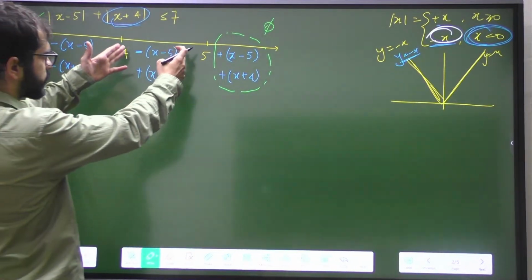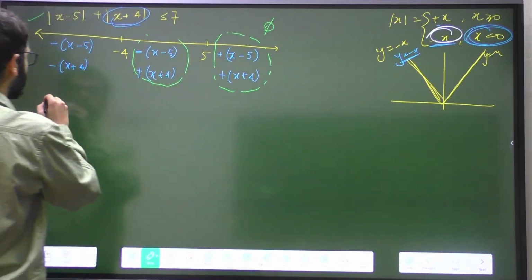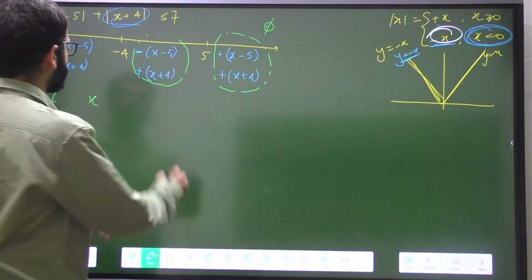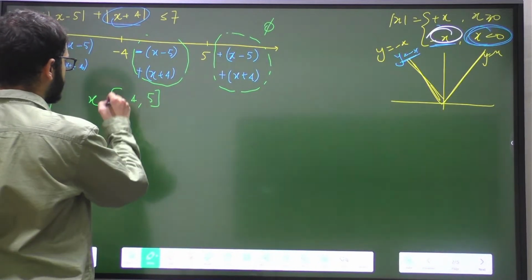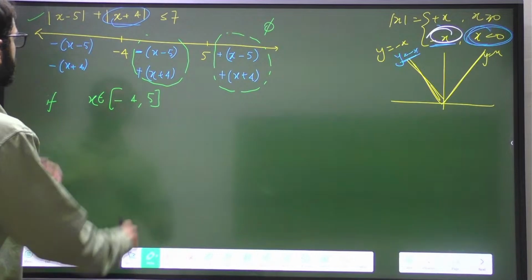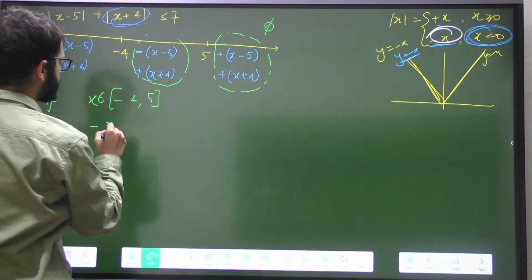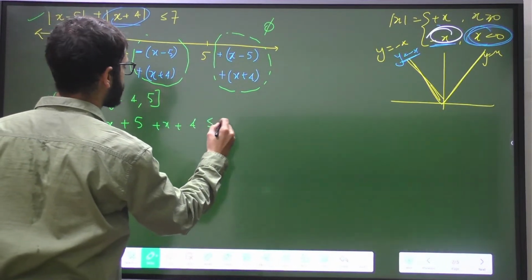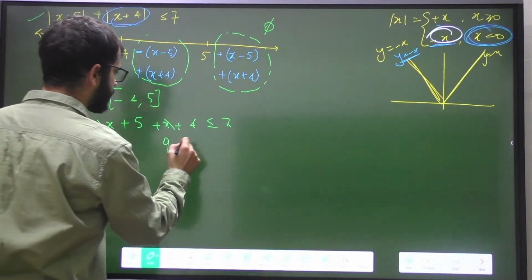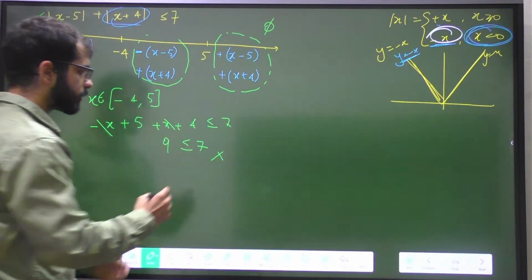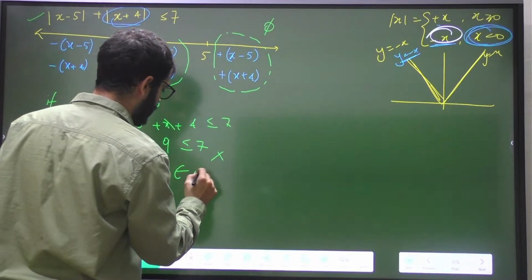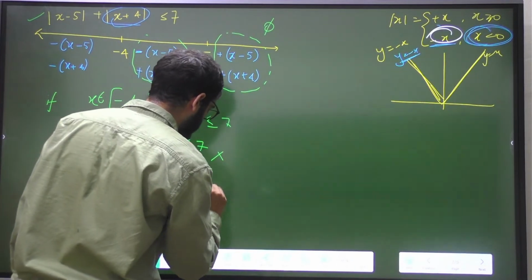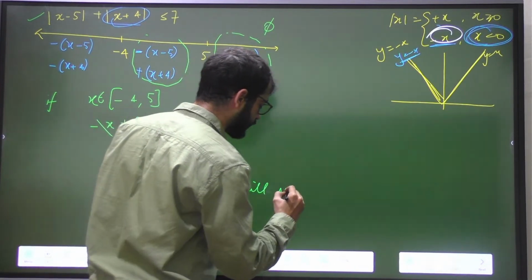The second condition is this expression. Now if I am looking at the values of x which range between -4 and 5, let's include both of them, -4 to 5. If x belongs to this interval, what will happen to this original expression? It will be written as -x plus 5 plus x plus 4 less than or equal to 7. x gets cancelled. I get 9 equals 7, this is not true. 9 can never be less than or equal to 7.